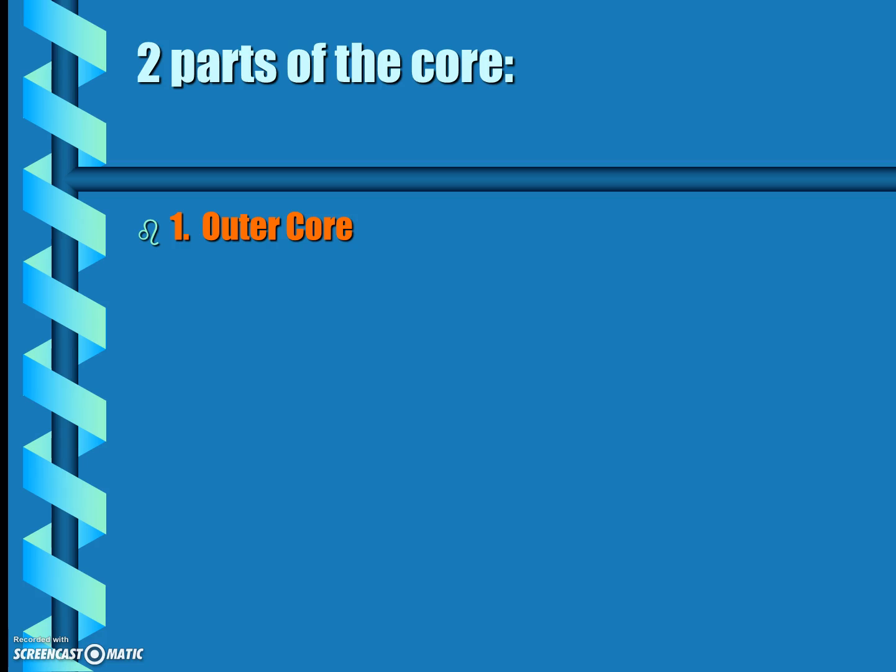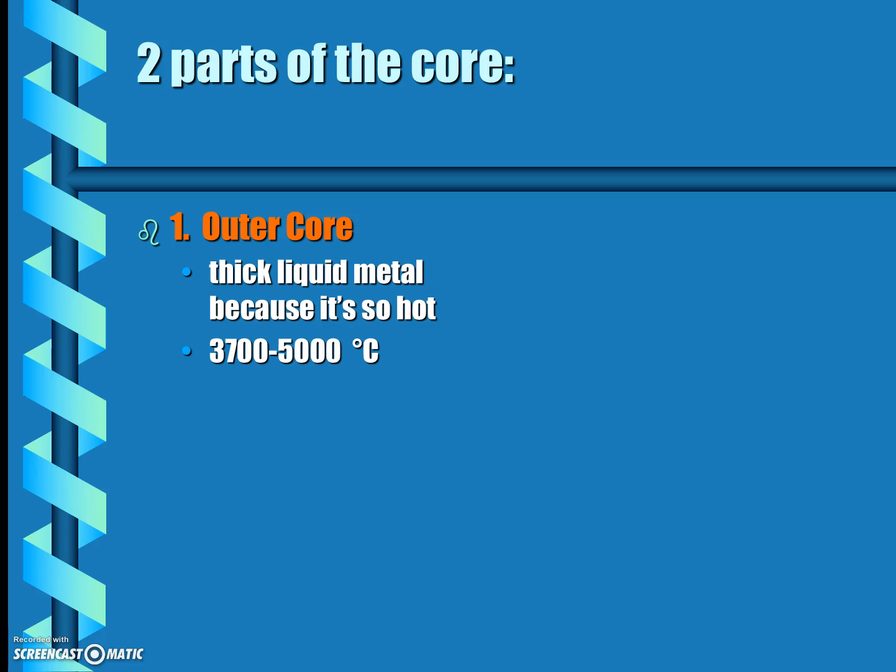And we've got two parts to the core. The first one is the outer core. This is the thick liquid metal, because it's so hot that it is actually liquid. It can range from 3,700 degrees Celsius to 5,000 degrees Celsius, so very, very hot. Its thickness is 2,250 kilometers.